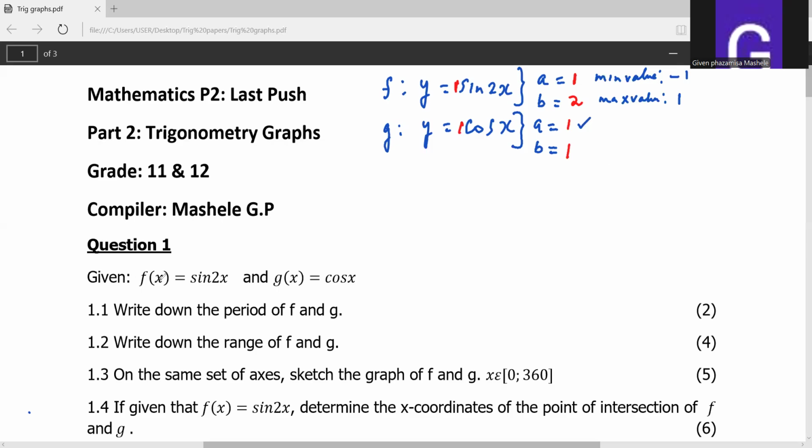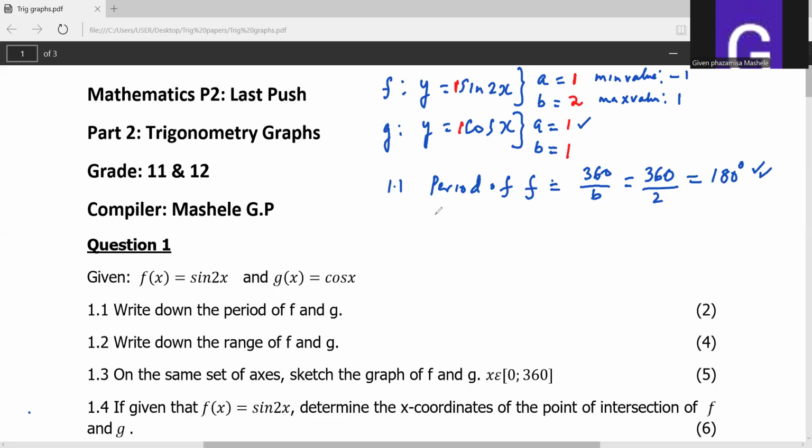Right, then the first question says, write down the period of f. And how do we determine the period of f, guys? Because it's a sine, we take 360 and divide by the B factor. And what is our B factor? The B factor is 2, which means the period of f is 180 degrees.